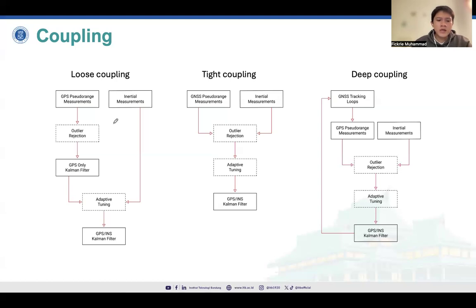So the INS and the aiding systems share the raw measurements of gyros and accelerometers, for example. It shares the raw measurements of range from GNSS or from acoustic positioning systems. And the outputs are integrated together with the extended Kalman filter. So instead of only motion measurements from the gyro and accelerometers, we'll also have the range measurement from the acoustic positioning system in tight coupling.